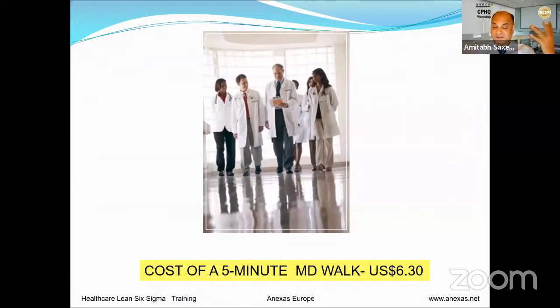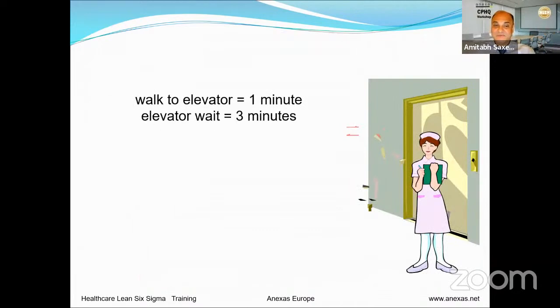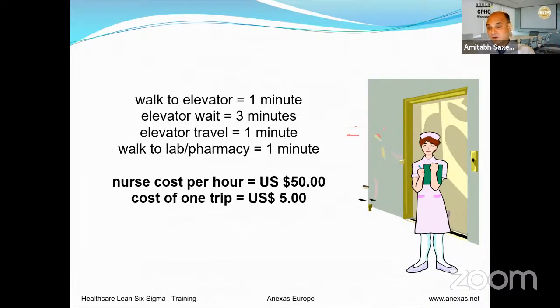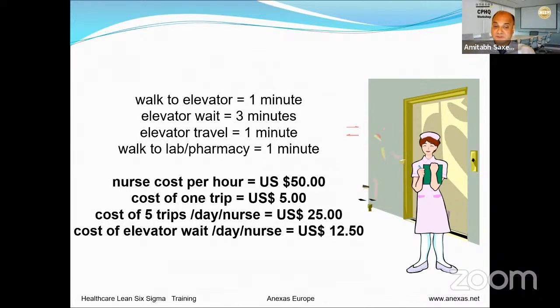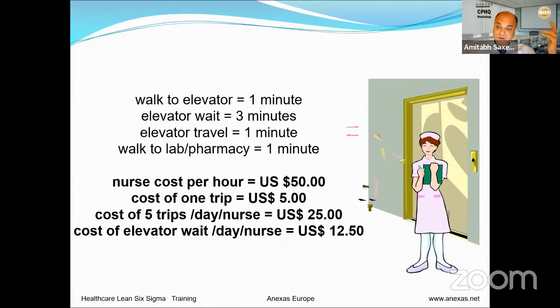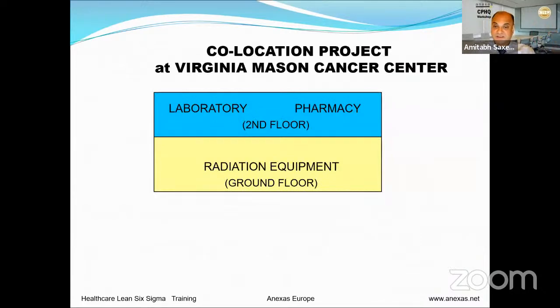On a funny note, or in a lighter vein, the cost of a 5-minute MD walk: yes, it costs money. Even the walk to the elevator, elevator wait, elevator travel, walk to lab or pharmacy. If the nurse cost per hour is $50 in the US, the cost of one trip becomes $5, the cost of 5 trips per day per nurse becomes $25, and the cost of elevator wait per day per nurse is $12.5. Multiplied by 200 nurses, if you're a large hospital, multiplied by 300 days, you can imagine the kind of waste.